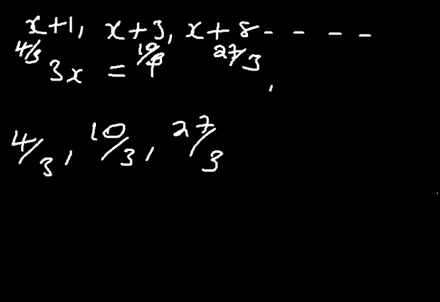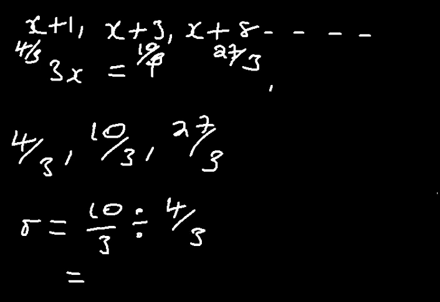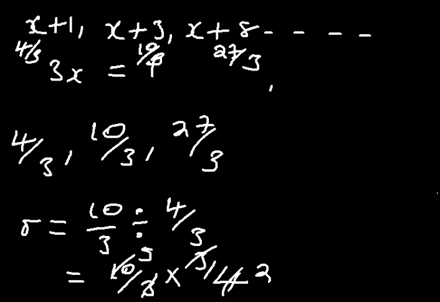Now, what is the common ratio for this? The common ratio is given as r is equal to 10 over 3 divided by 4 over 3. So which means we'll have the common ratio being given as 10 over 3 times 3 over 4. In this case, the 2 into 4 we have it as 2, and this is 5. So the common ratio is given as 5 over 2. So keep that in mind.